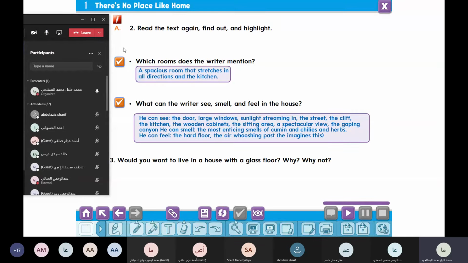Okay. Who can read again? Who can read the answer again? Uday, read the answer again. Yes, teacher.